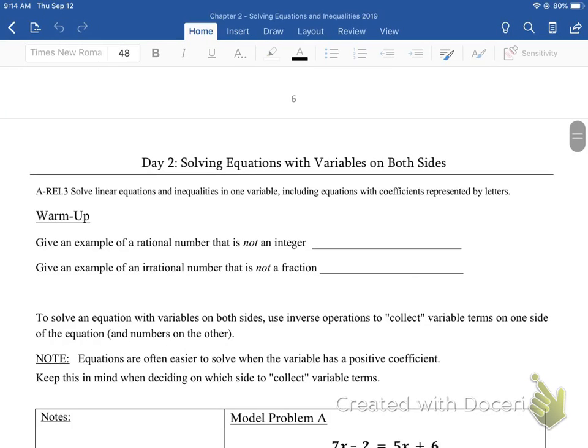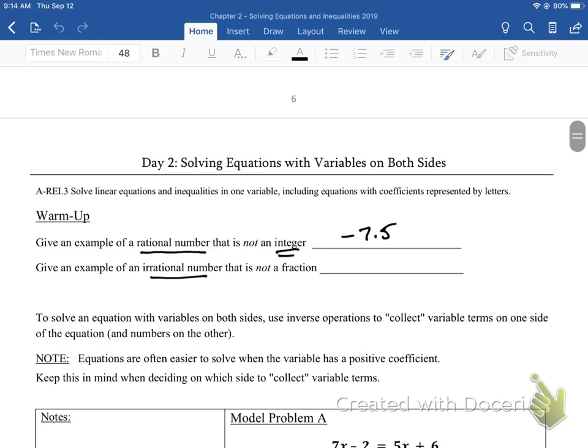This is the video for day 2, solving equations with variables on both sides. So this is two-sided equations right here. Okay, we'll start with the warm-up, giving an example of a rational number that's not an integer. So rational is one that has decimals or fractions, and integer is one that can drop them. So we're looking for something that's a decimal, like 7.5 or negative 7.5 is fine.